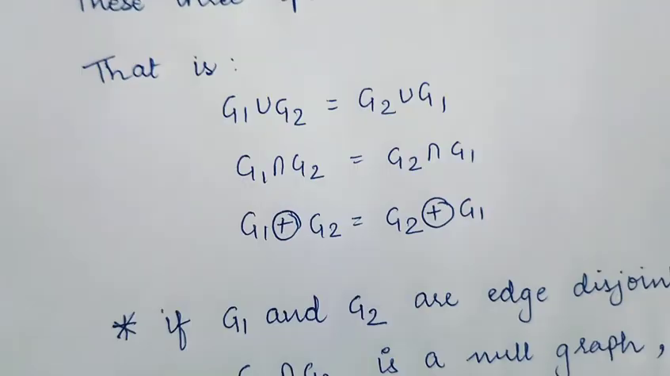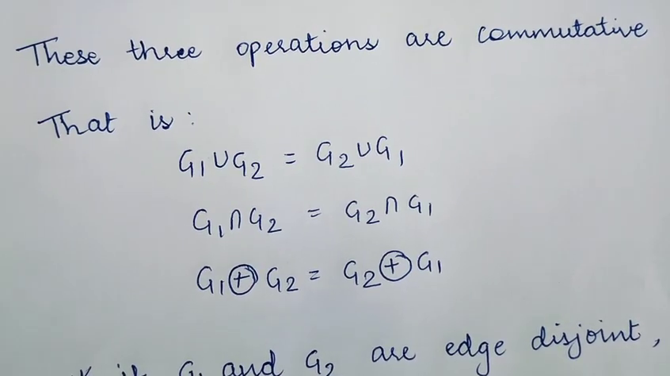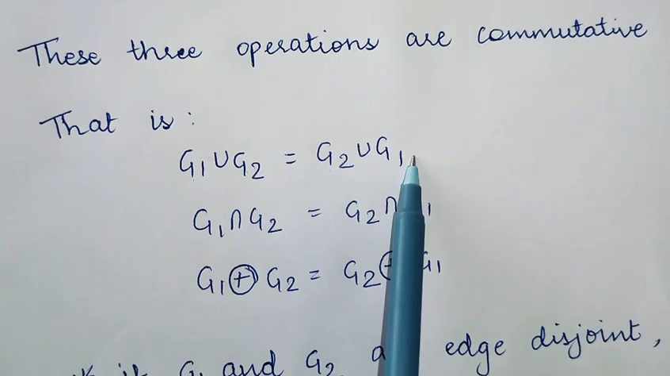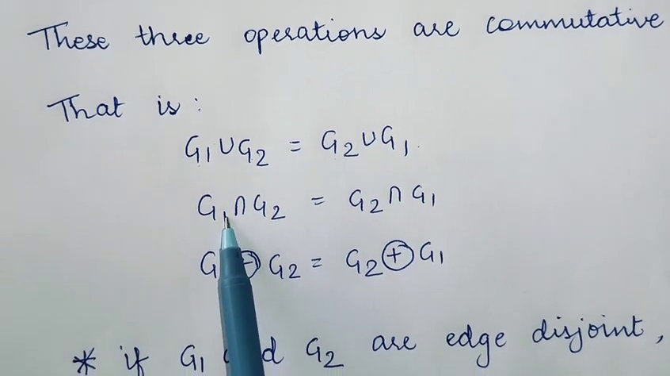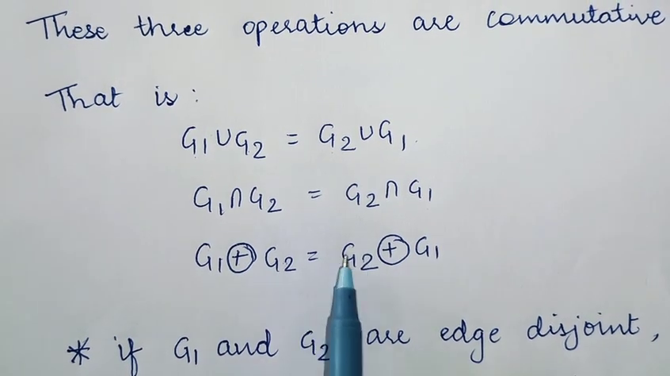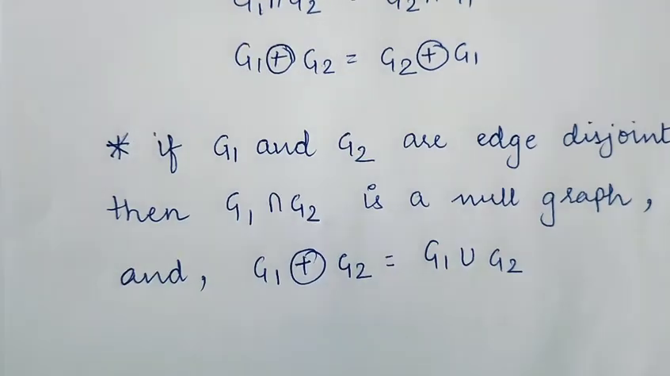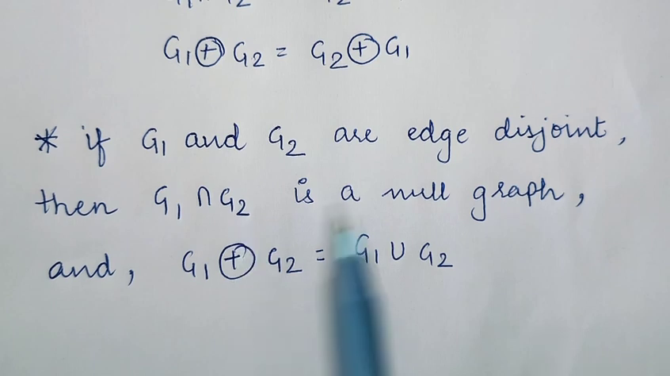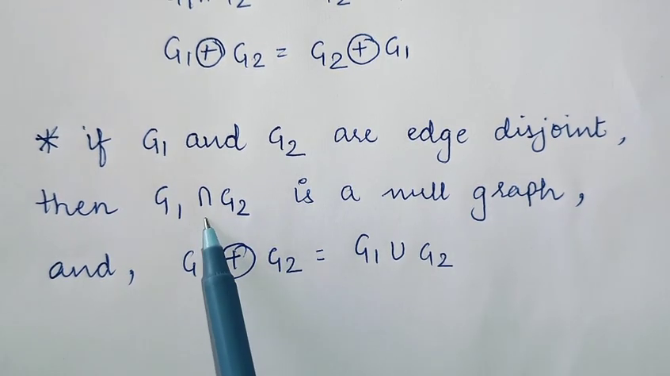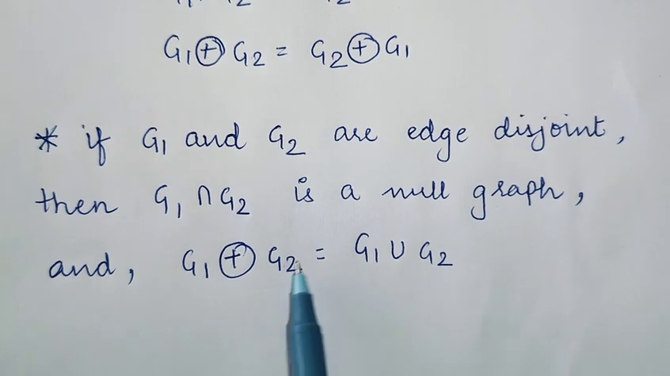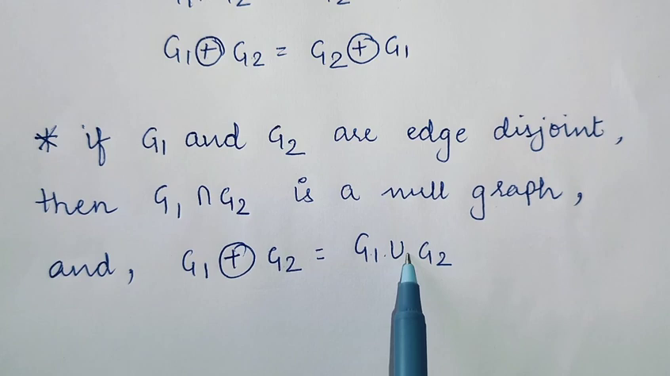Now there are some important points related to these three operations. First of all, these three operations are commutative. That is, the union of G1 and G2 is equal to the union of G2 and G1. The intersection of G1 and G2 is equal to the intersection of G2 and G1. And the ring sum of G1 and G2 is equal to the ring sum of G2 and G1. Also, if G1 and G2 are edge disjoint, that means both the graphs do not have any edge in common, then the intersection of G1 and G2 is a null graph, quite obviously, and the ring sum of G1 and G2 is the union of G1 and G2.